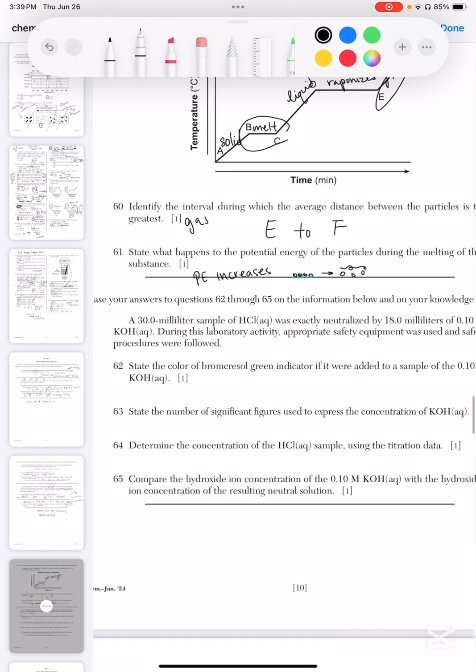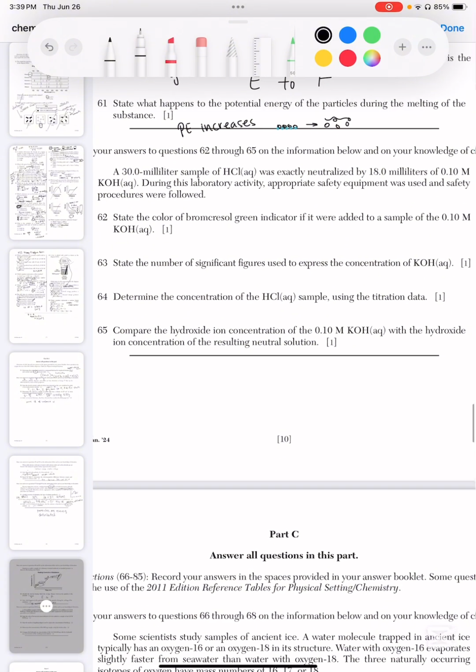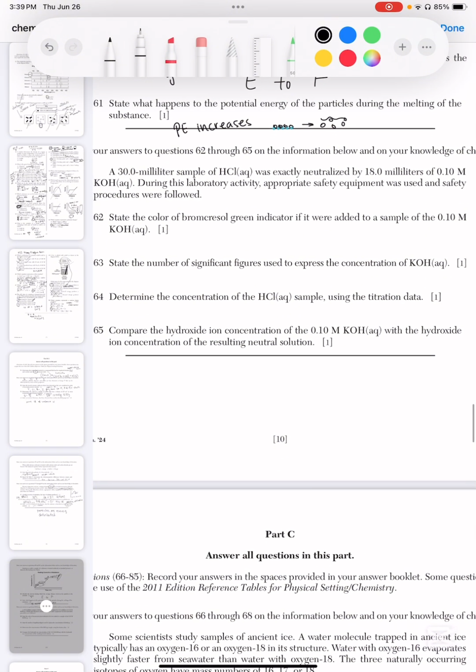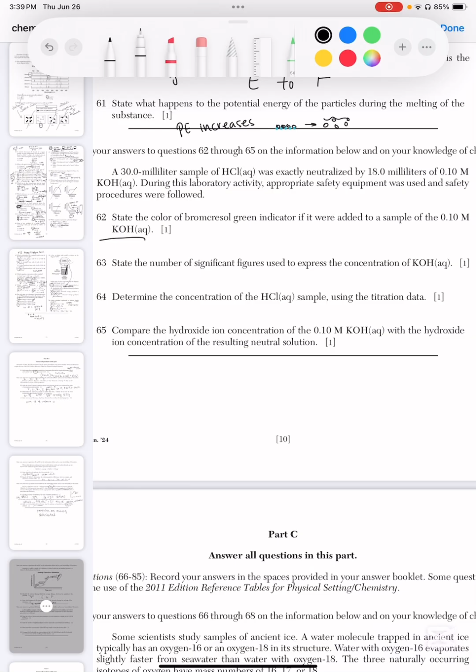Bromocresol green, 1 molar. So this is a strong base. And that means it's basic. Was it table M? Table L? Table M. Oh, bromocresol green is blue in basic solutions. So this would be blue.